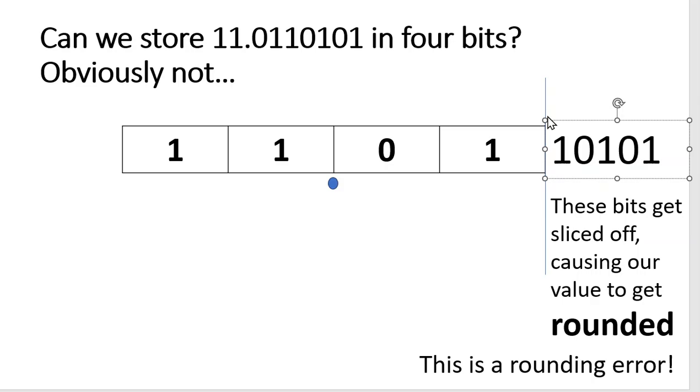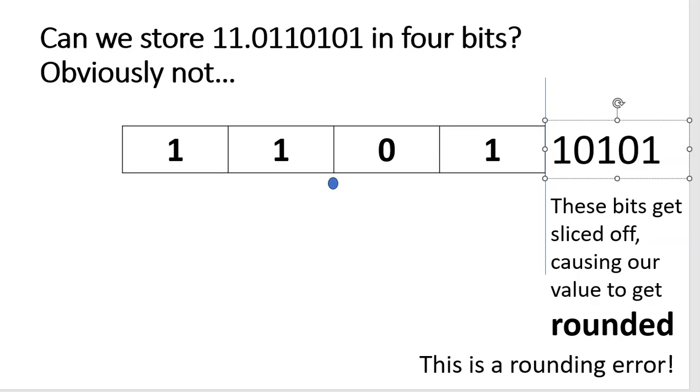We have a number that has more precision than we can actually store in a given number of bits. So you can obviously see this number is too big to store in 4 bits. What happens to those extra bits? They get discarded, and the net result is that the number is rounded down.